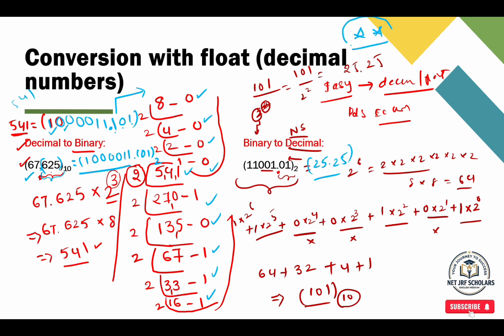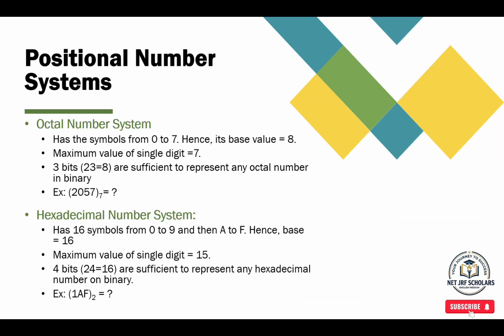You can learn this method. It is very important, especially for the subjects such as English, commerce, economics, political science, history, etc. And we will look at the two other number systems. Before that, we'll change the pen color. So we have covered the two number systems, that is binary and the decimal.